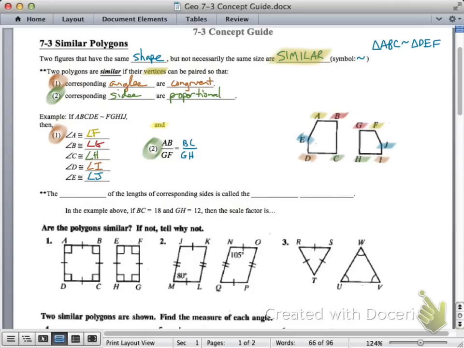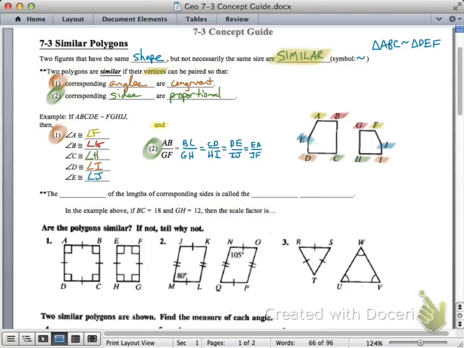We can make three other statements here since there's five sides. We can also say that CD over HI is equal to the same ratio, as well as DE over IJ or EA over JF. As long as you go in order, in this case the left one over the right one, left over right, left over right, left over right, those ratios will all be equal.